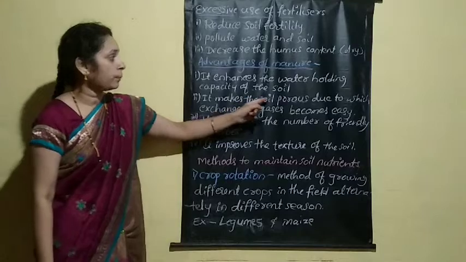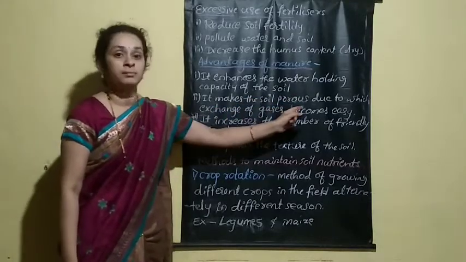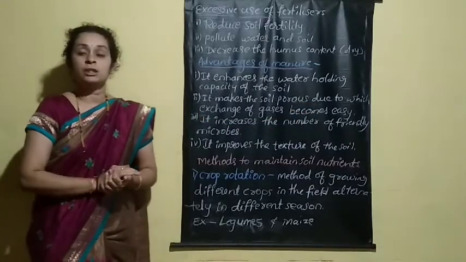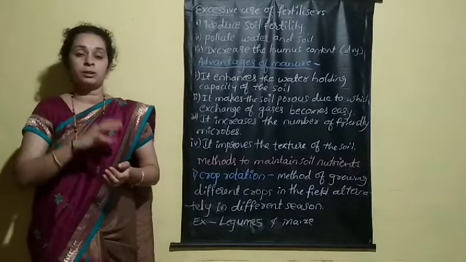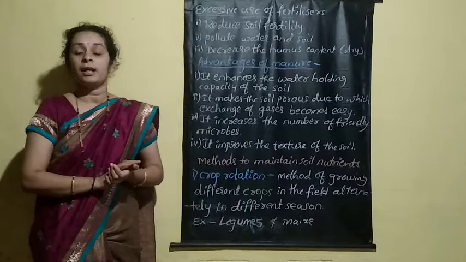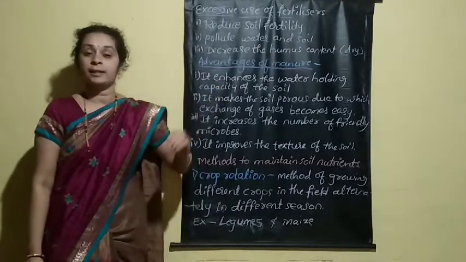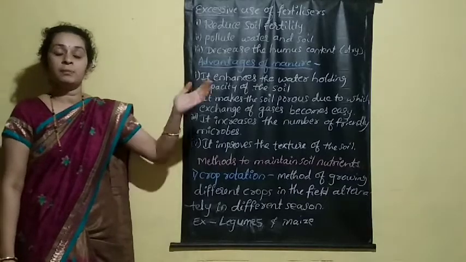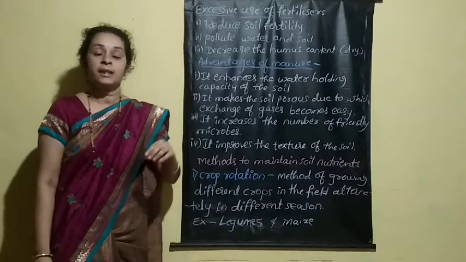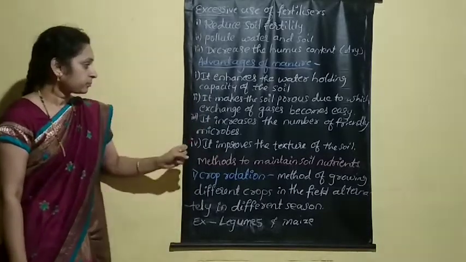It makes the soil porous, due to which exchange of gases becomes easy. Porous means holes. The soil will become porous. In between the soil particles, you will come across a gap. In that gap, air can enter inside the soil and an exchange of gas takes place. Plant roots can breathe easily. That helps in the proper growth of the plant.